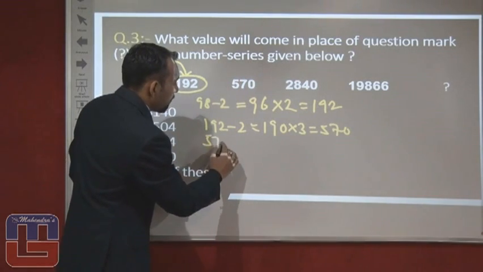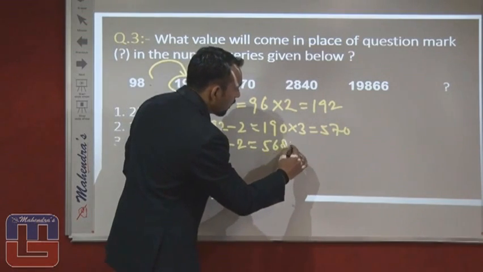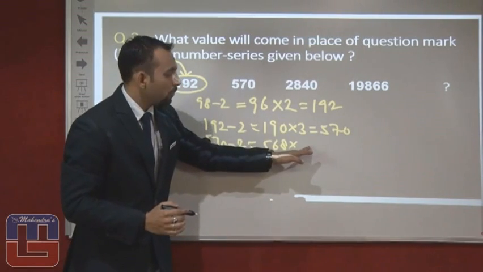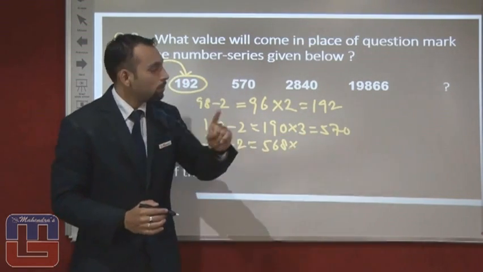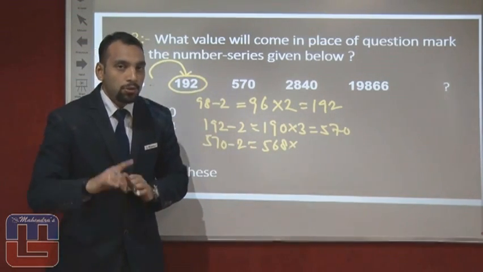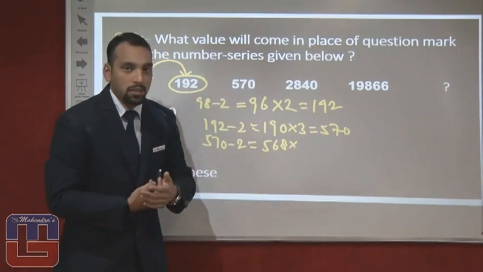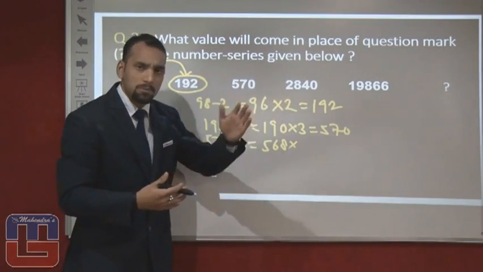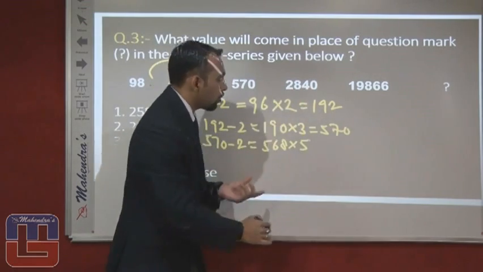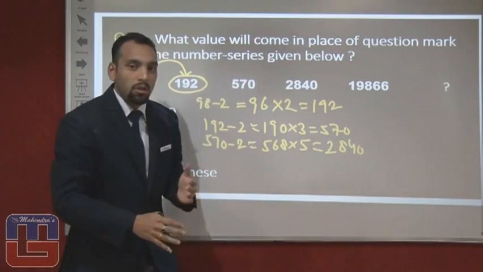If you subtract 2 from 570, it will become 568, and here you see the last digit is 0. If you multiply 4 by 8, the last digit will be 2, but here it is 0. That means here we will not multiply by 4. So from which number will we multiply? Now 2840 is near 568 times 5. So if we multiply by 5, we will get 2840. Now there is a logic.